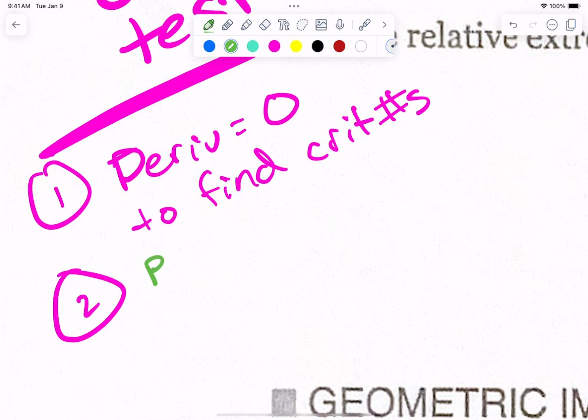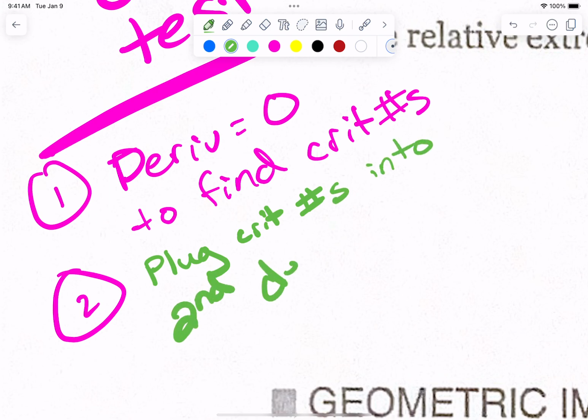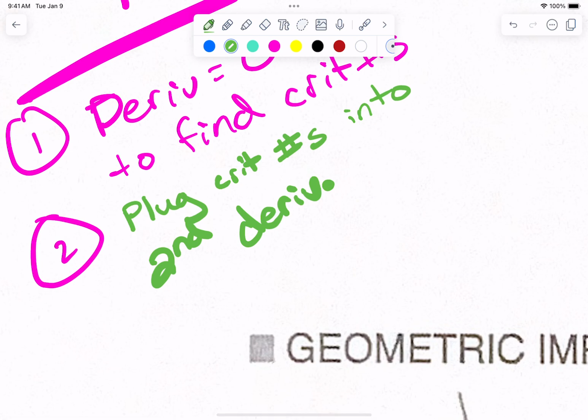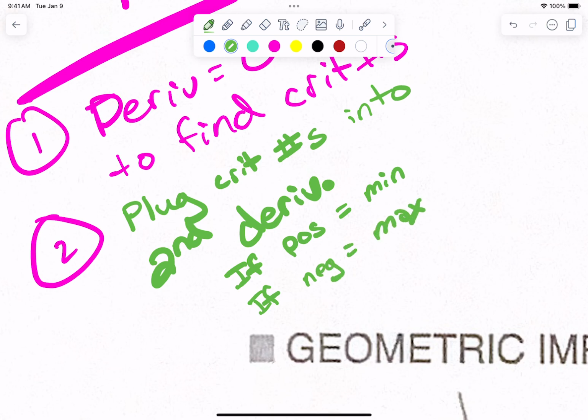Plug the critical numbers into the second derivative. What's that going to do for us? Okay? If you get a positive number, it is a min. This is the confusing part. If it's a negative number, it's a max. That's the confusing part. This is where it's exactly the opposite.